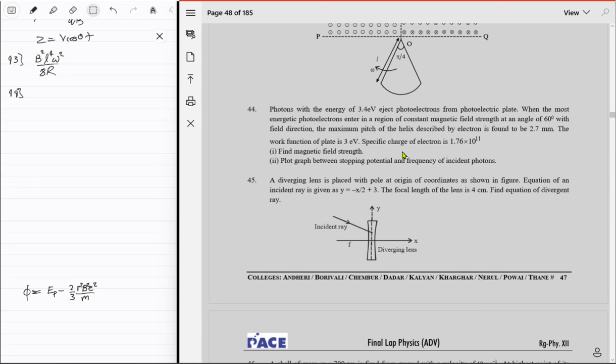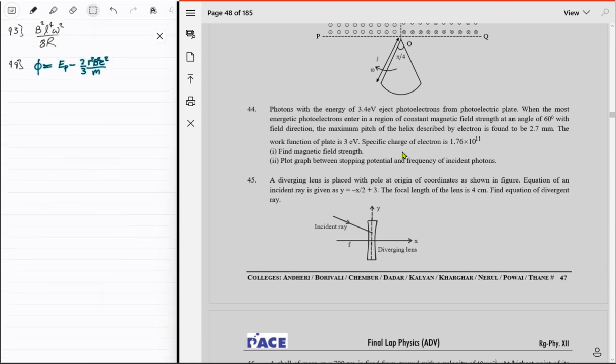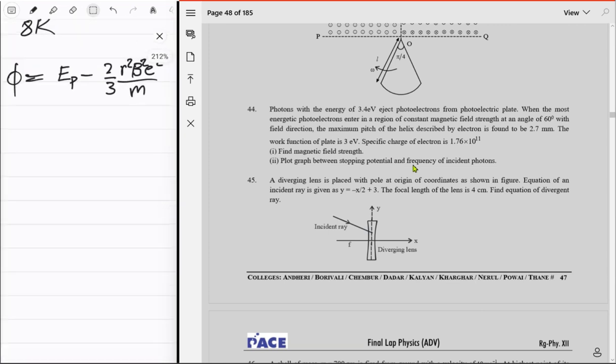Yeah, okay. This is the thing, of course. Find the magnetic field and plot the graph. Wait, that's it? Radius अपने को दिया है. The work function of plate is given. Oh, you gave us the work function. Okay. Then you just need the magnetic field. Oh, you should have told me, right?